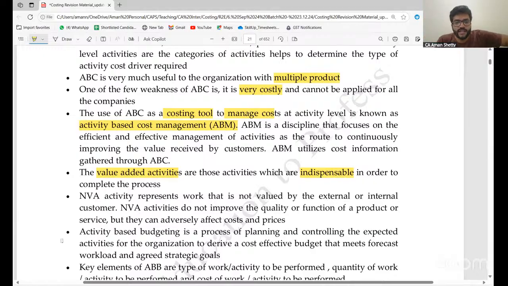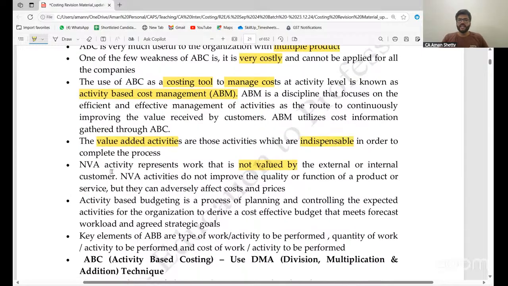Non value added activity represents work that is not valued by my external or internal customer. NVA activities do not improve the quality or function of a product or service, but they can adversely affect the costs and prices. Now, activity based budgeting.